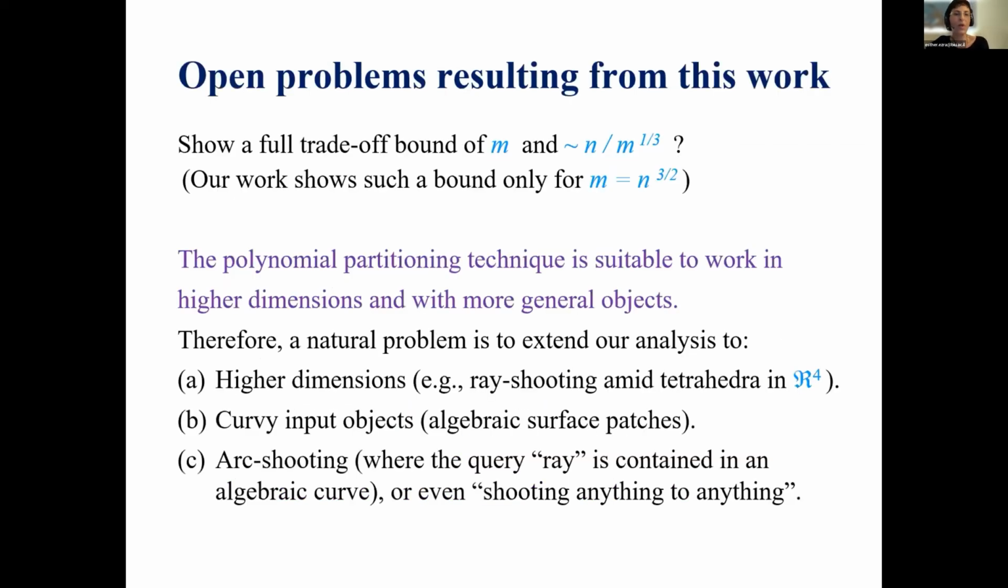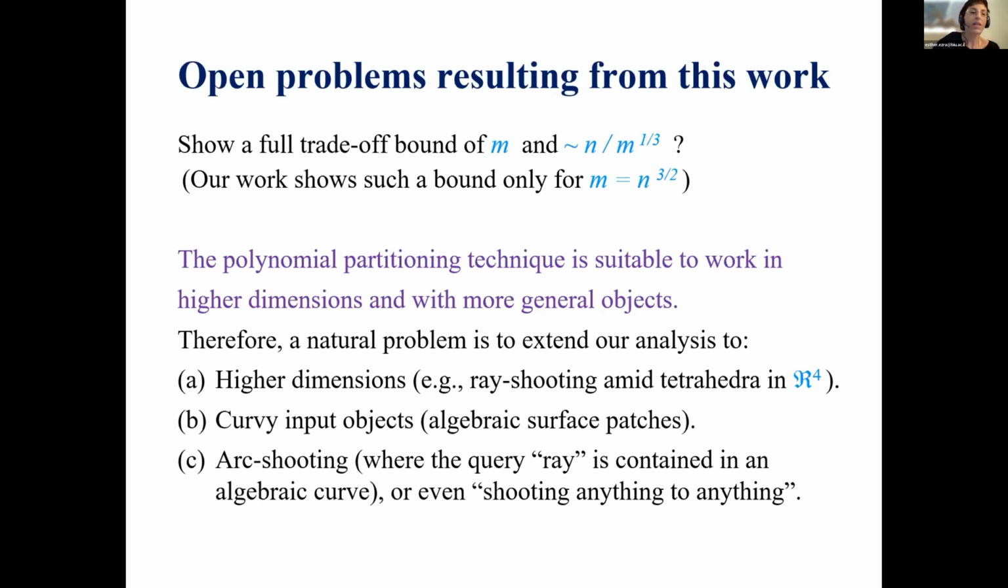And now come the open problems. A natural open question is whether one can show a full trade-off bound of M and n over M to the 1/3 for triangles in 3-space. Currently, we only showed it for this particular value of M. But one would also like to ask whether this technique can be extended to other settings, simply because polynomial partitioning is suitable to work in high dimension and also with more general objects.